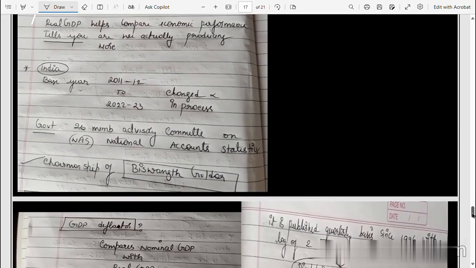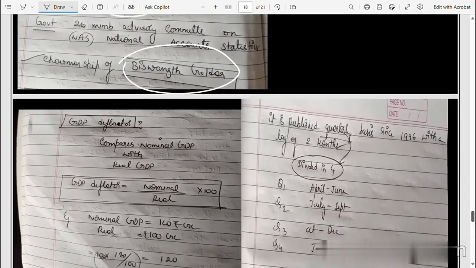So for this, India is deciding to change the base year. Before it was 2011 to 12. It has not been changed yet, but it is in process that they are deciding to keep the base year as 2022 and 23. So the government has taken the initiative of a 26-member advisory committee on the national account statistics. The chairman of this committee is Biswanath Goldar, so we also call it the Goldar committee. This is current affairs related, so make a note of it.